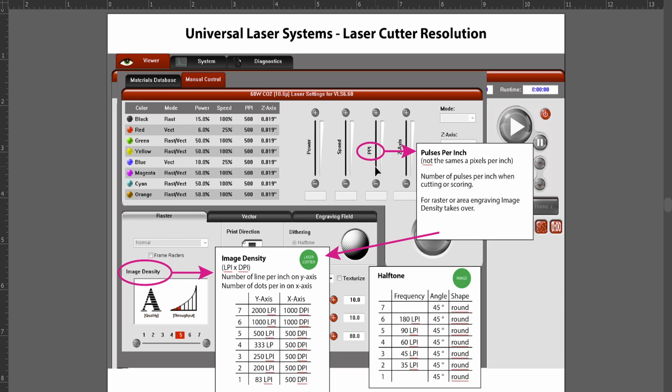Anyways, I hope this helps you gain a better understanding of laser cutter resolution, and also how to think about resolution between machines depending on how they identify it.